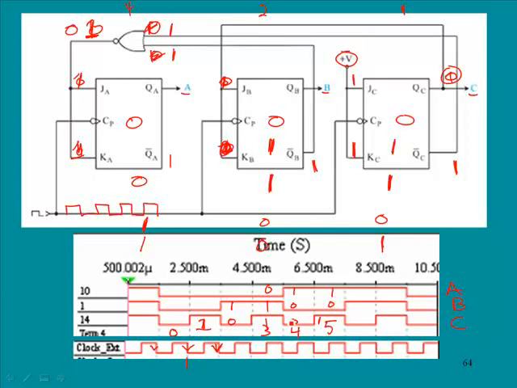Okay, the next one, let's see, we're at 1, 0, 1. Then the 1 from QC goes over to our J and our K inputs here. On the next pulse, QB will toggle because of that. QC will also toggle, but they're just going to flip-flop, so we are at 1, 0, 1. So then we'll be at 1, 1, 0.